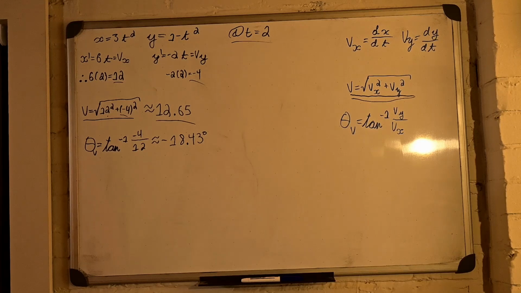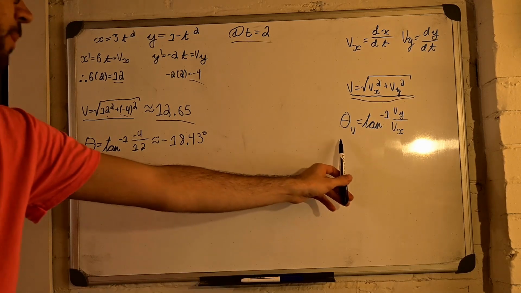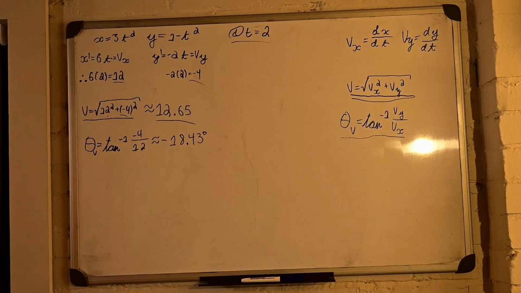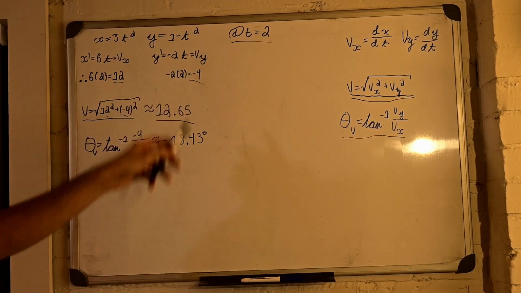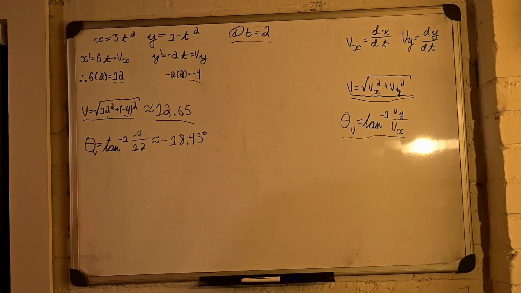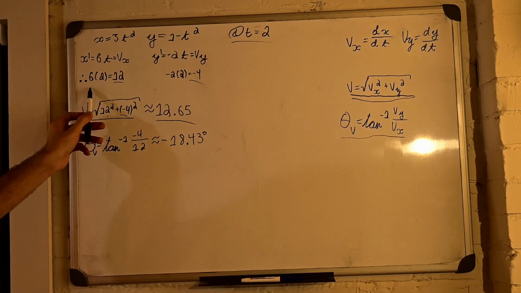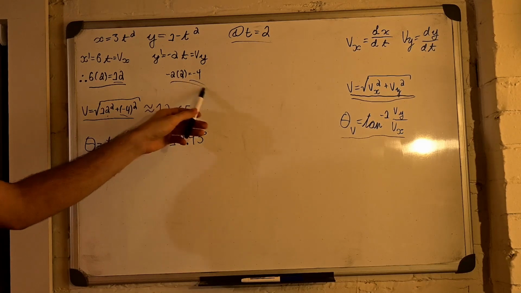Then it also asks us for the angle. For that, we're going to do this equation right here. Inverse tangent of vertical velocity over horizontal velocity. Again, I'm not going to describe how this works. This is trigonometry. Hopefully you already know it. If you don't, then review your trigonometry. Basically, you're just going to do an inverse tangent. You take your vertical velocity, which is negative 4, put it over your horizontal velocity, which is 12, and we get about negative 18.43 because the horizontal velocity is positive while the vertical velocity is negative.